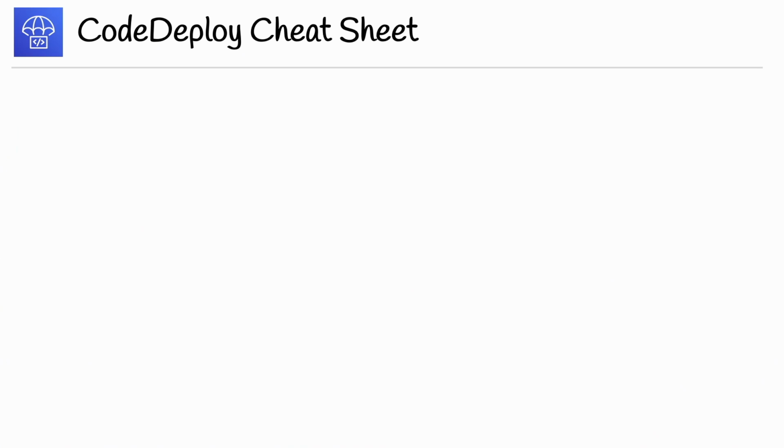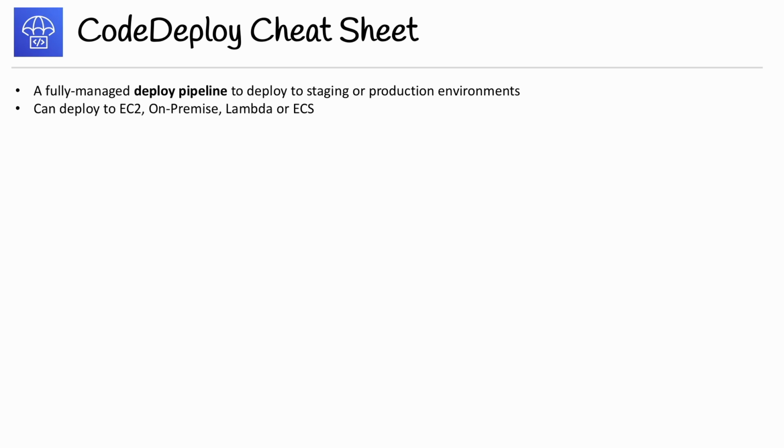Okay, so we're on to the CodeDeploy cheat sheet, and this is a fully managed deploy pipeline to deploy to staging and production environments. We can deploy to EC2, on-prem, Lambda, or ECS. We can perform in-place or blue-green deployments. Let's talk about those two right now.